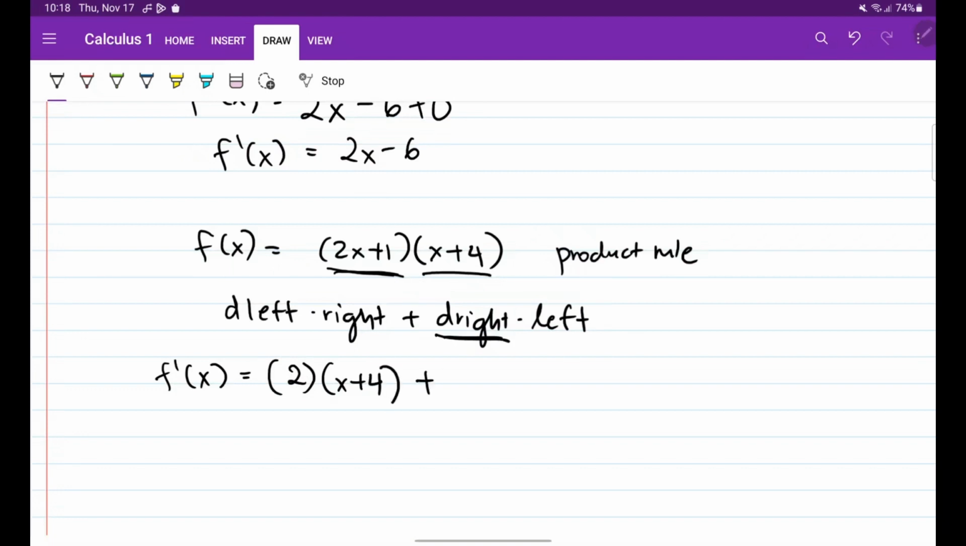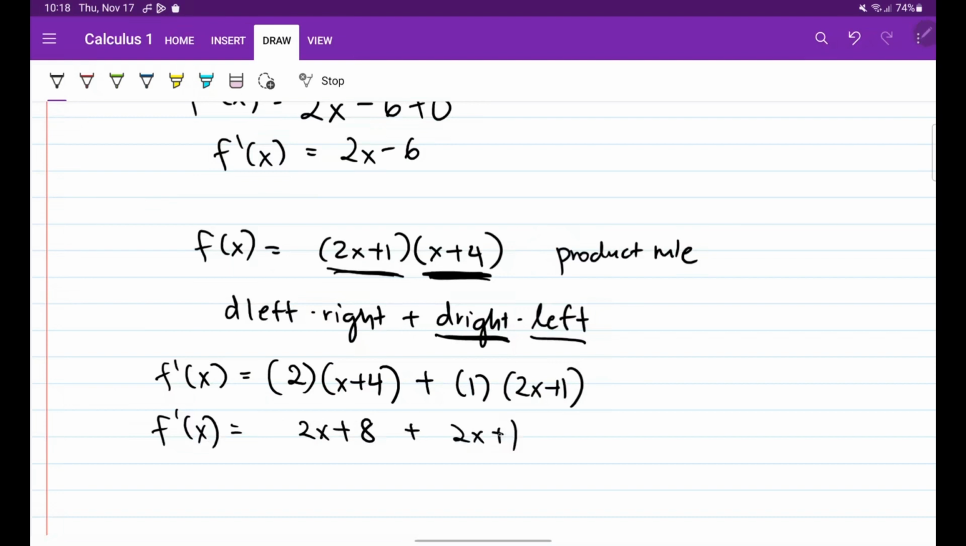Plus the right, so ano ngayon yung derivative ng x plus 4? That is just 1. Times the left one, so that is 2x plus 1. So if we simplify this, this will become 2x plus 8 plus 2x plus 1. And f prime of x is equal to 4x plus 9. Okay? So, ang derivative ng 2x plus 1 times x plus 4 is 4x plus 9. And we can actually check this.